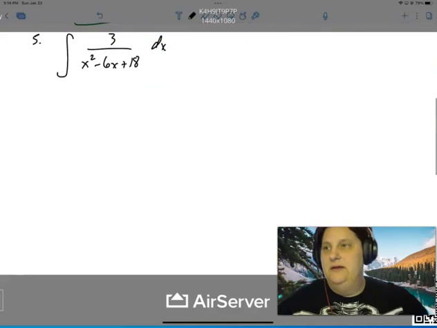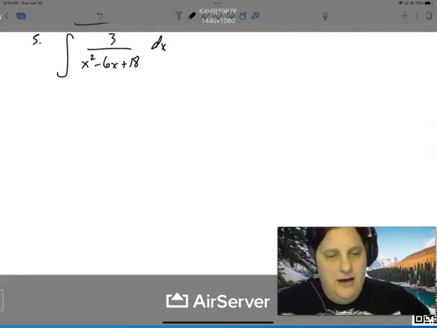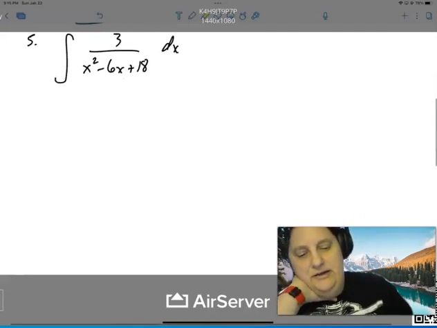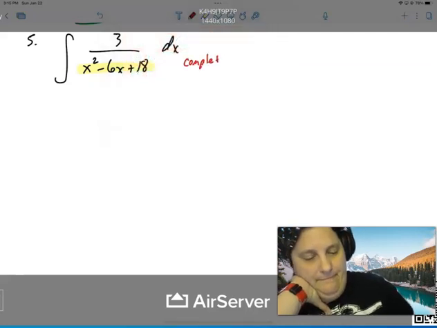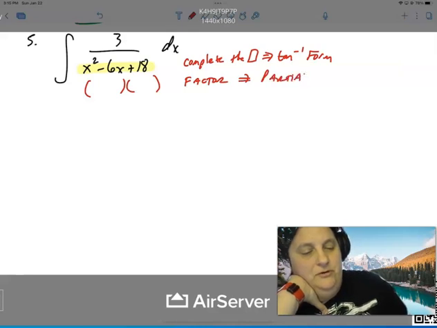Okay, I'm thinking that there are 2 different ways that we could do this problem. Actually, no, there's only one way we can do this problem. I was thinking that there were 2, right? What I was thinking was I could either complete the square on the bottom, and when you complete the square, it turns it into inverse tan form, or if you could factor the bottom, then you can do partial fractions.